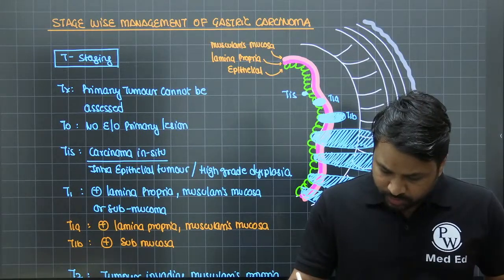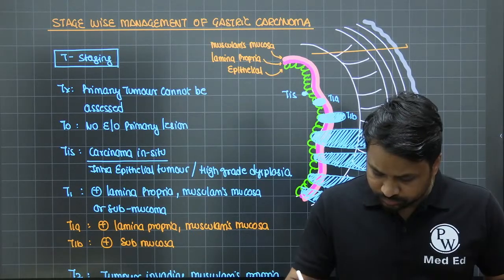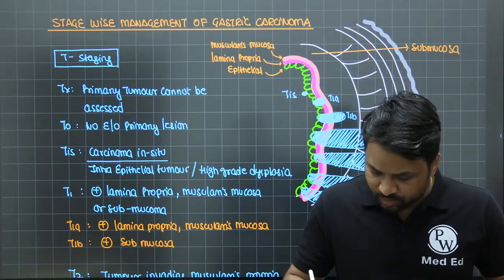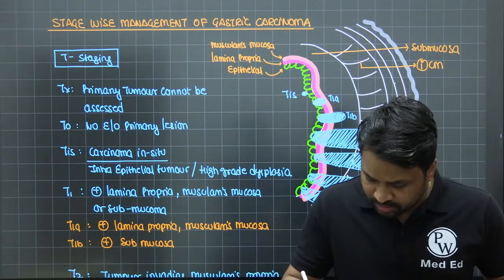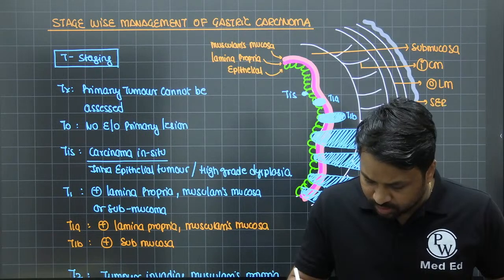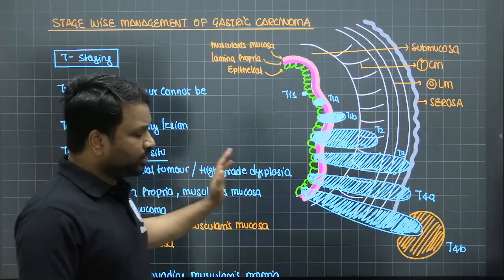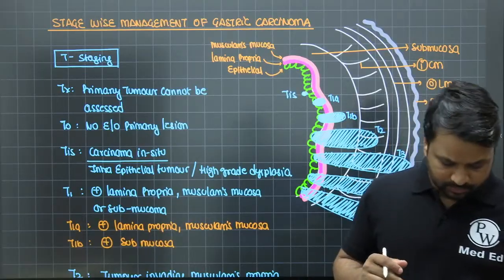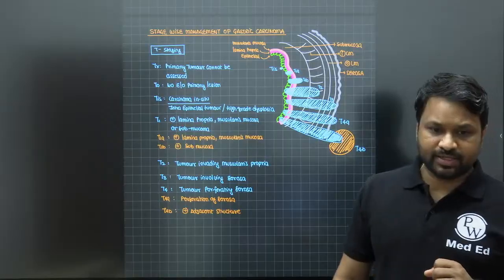This is what we call the submucosa. This is your inner circular muscle. This happens to be your outer longitudinal muscle. So this is how the tumor is going to progress. Right? So far, so good. This is your T staging of the gastric carcinoma.